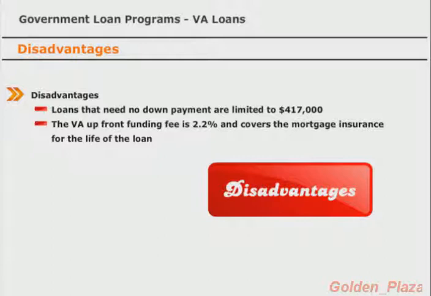Some of the potential disadvantages are that VA loans that need no down payment are limited to $417,000, and the VA upfront funding fee is 2.2%, which covers the mortgage insurance for the life of the loan. This could prove expensive if the borrower doesn't keep the home for at least a few years. Also, with VA loans, refinances are limited to 90% of the home's value, even if the refinance is a streamline from one VA loan to another.